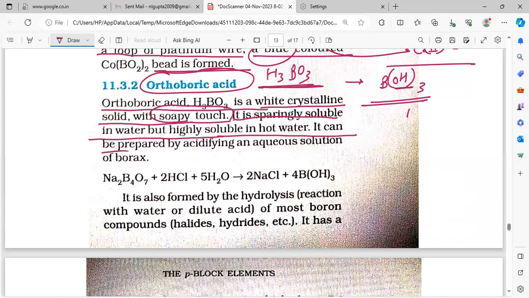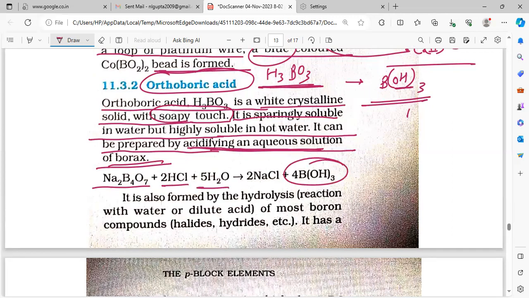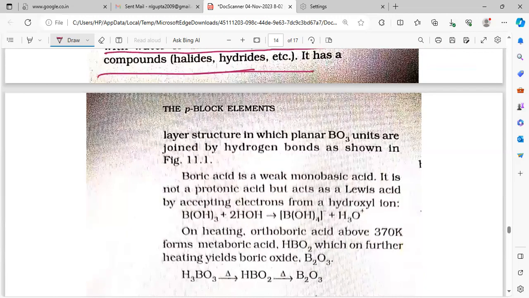It can be prepared by acidifying an aqueous solution of borax. So here borax with 2HCl in water will give orthoboric acid. It is also formed by the hydrolysis of most boron compounds with water and dilute acid. So any boron compound you can take and hydrolyze with water will give boric acid.